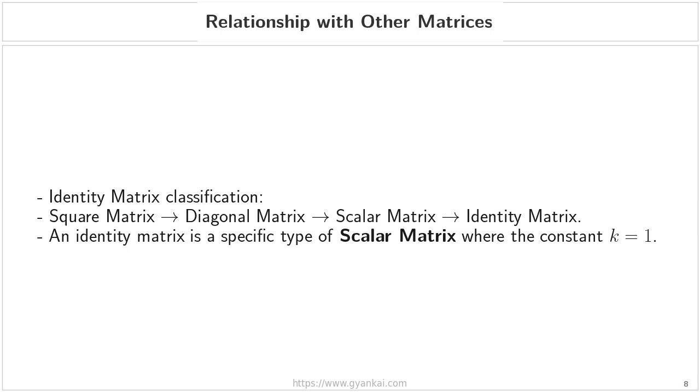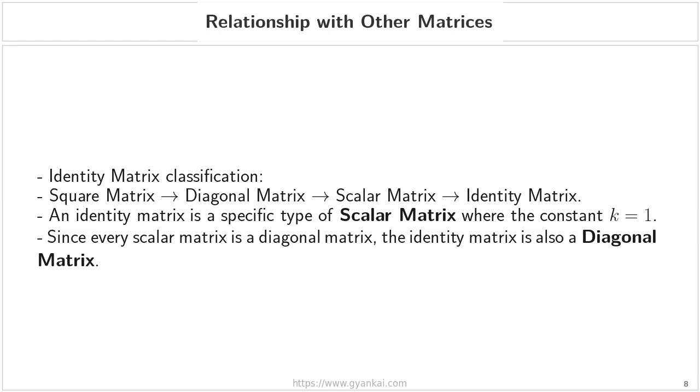To explain this further, an identity matrix is actually a special type of scalar matrix. In a scalar matrix, all the elements on the main diagonal are the same constant value. In the specific case of the identity matrix, that constant, k, is exactly equal to 1. Finally, because every scalar matrix is, by definition, a diagonal matrix, since all elements outside the main diagonal are 0, it follows that the identity matrix is also a diagonal matrix.